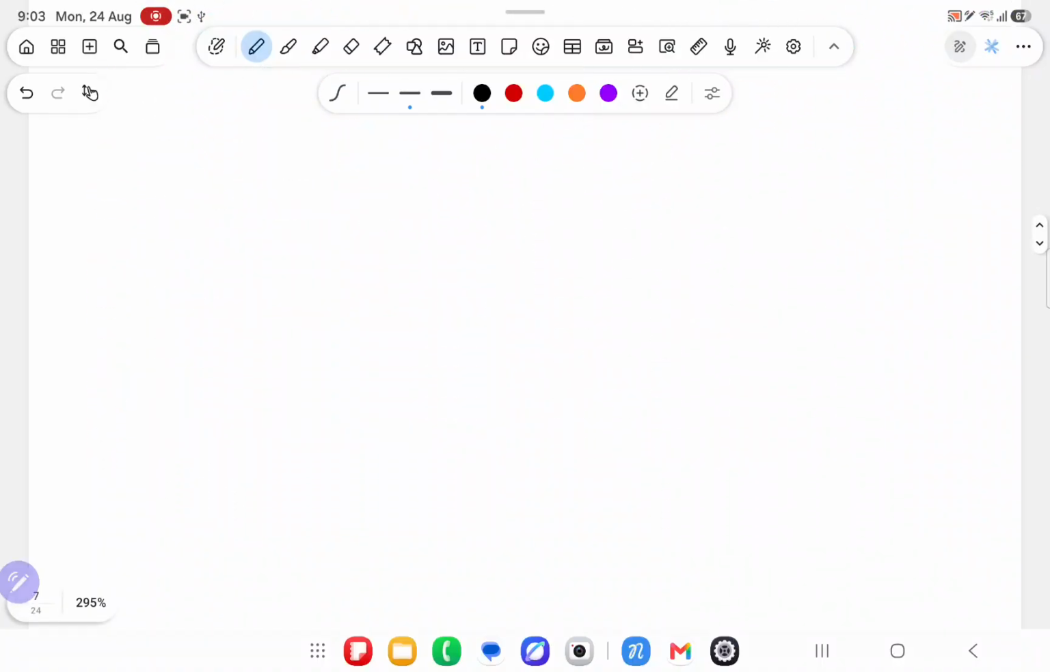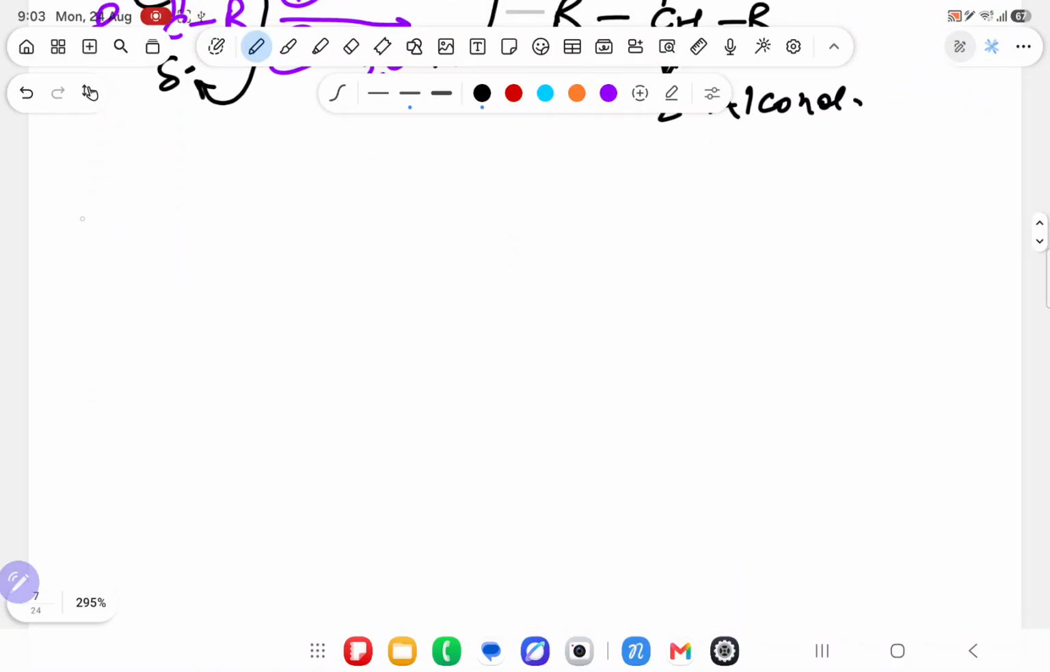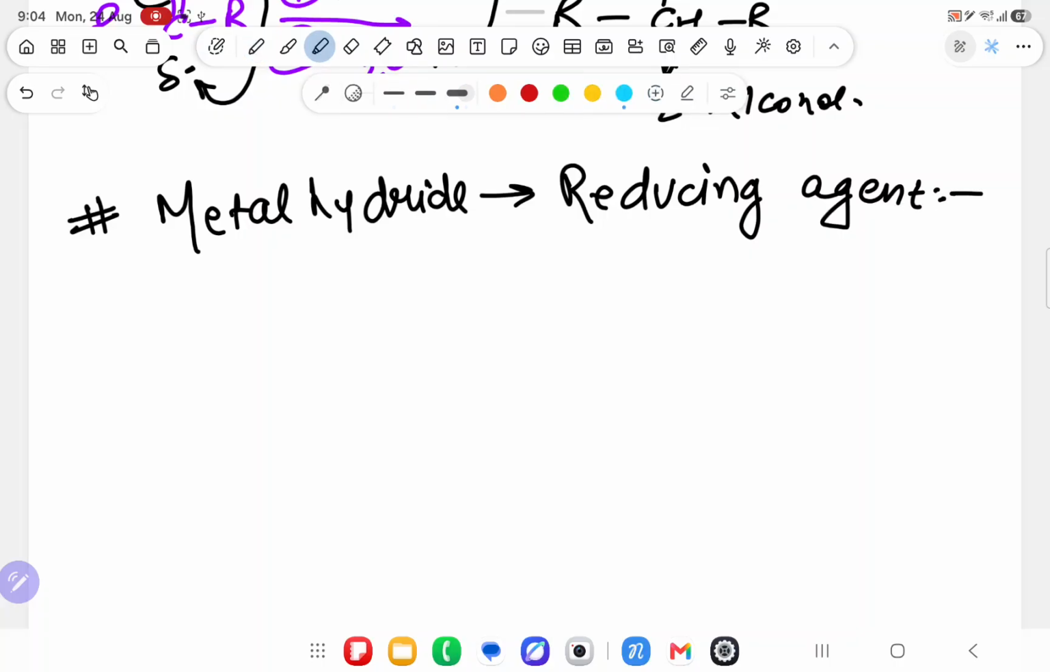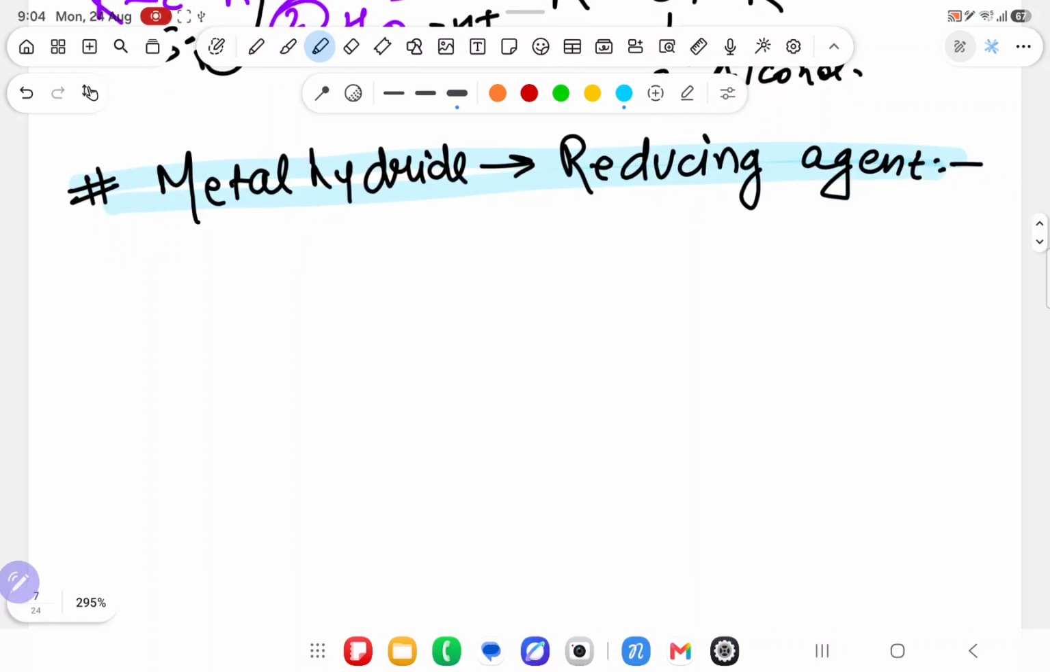Now the question arises, what are the metal hydrides we will see? What are the reducing agents that we will see as metal hydrides? We are going to talk about the metal hydrides. That metal hydride acts as a reducing agent because it is giving H minus to the compound, and H coming in is reduction. So metal hydride is a reducing agent. What are the reducing agents and metal hydrides we are using over here? Just see it.